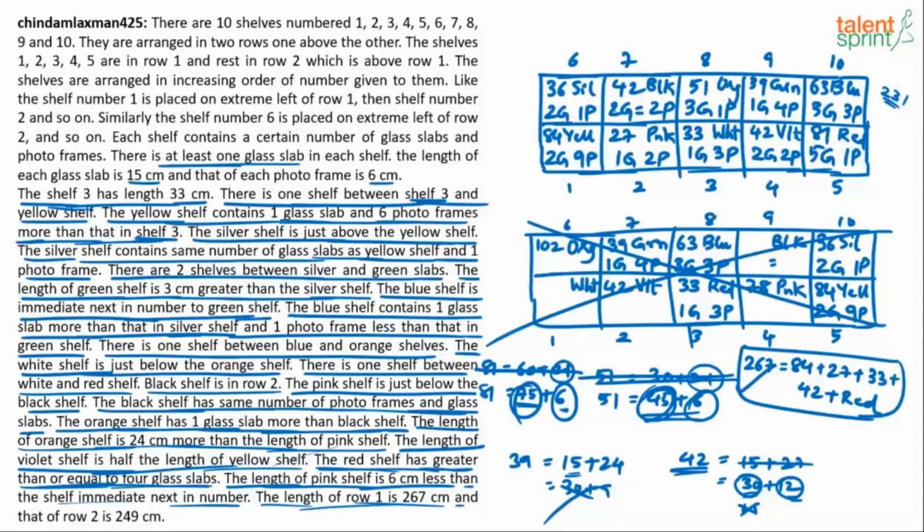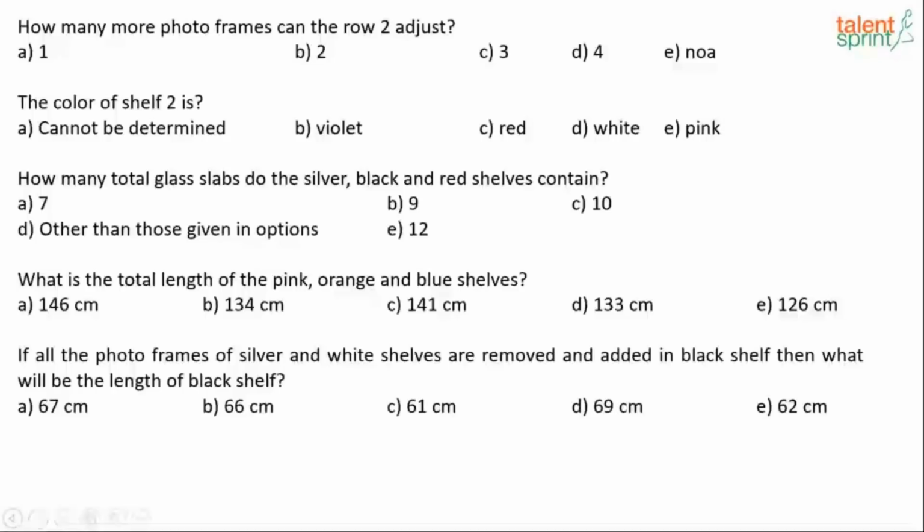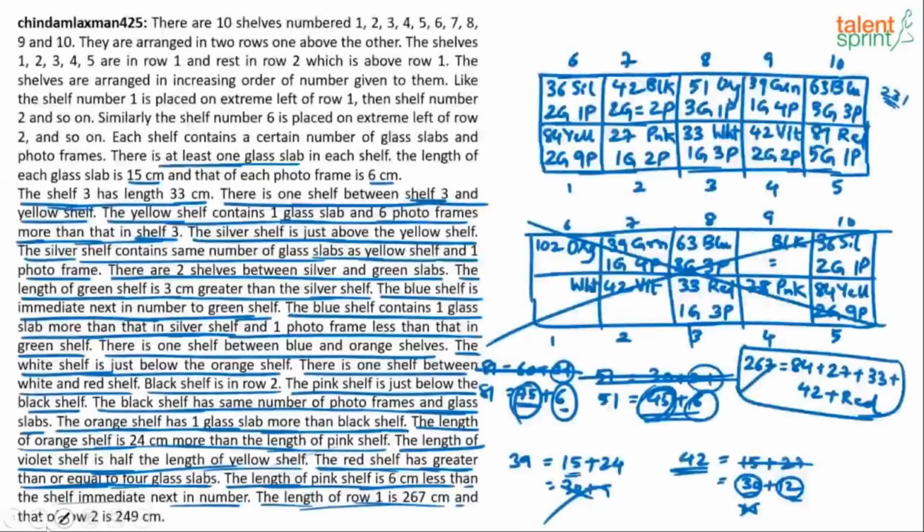Okay guys, so I have a problem here. I am not able to... Oh, questions are also there. Let's check the questions. But I'm not able to balance this part of it. 249. Row 2 has 249.